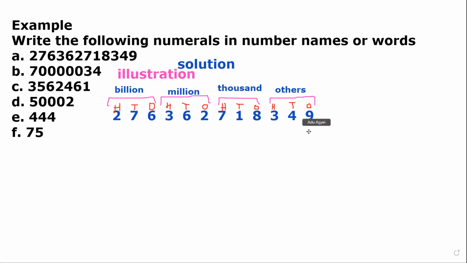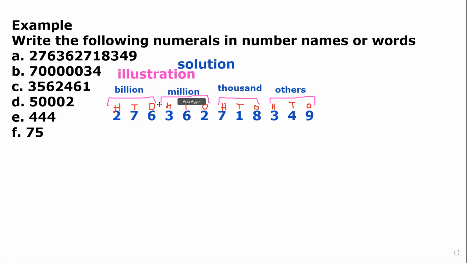Now looking at the others, like what I said earlier on, we have the ones of others, tens of others, and hundreds of others. When you come to the 1,000, we have the ones of 1,000, tens of 1,000, and hundreds of 1,000. When you come to the million, we have the ones of million, tens of million, and hundreds of million. When you come to the billion, we have the ones of billion, tens of billion, and hundreds of billion. They all have the same common names here, which is the ones, tens of what, and then the hundreds.